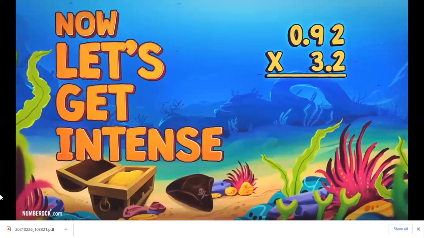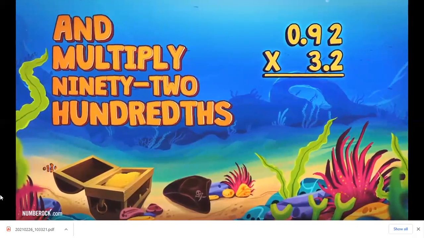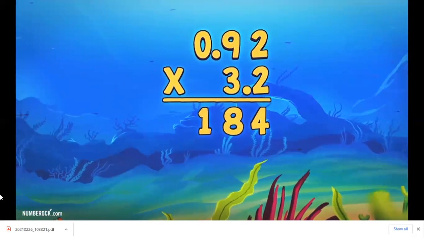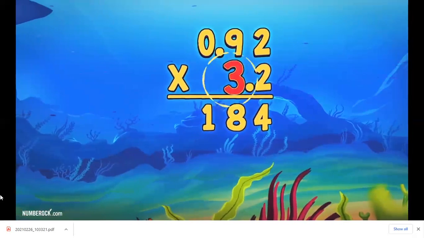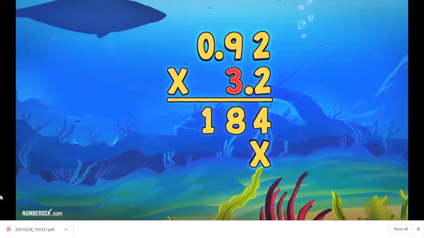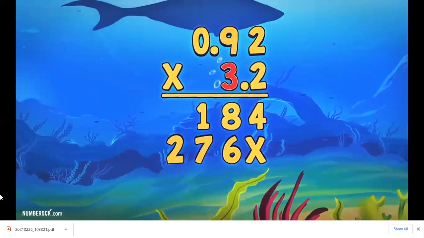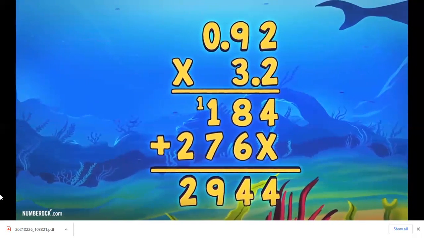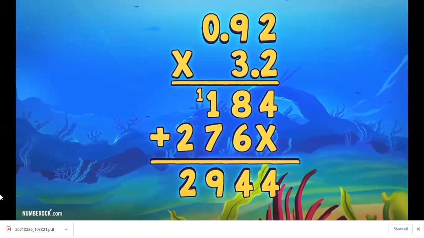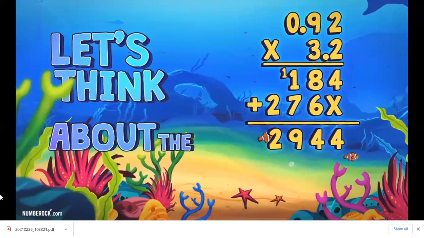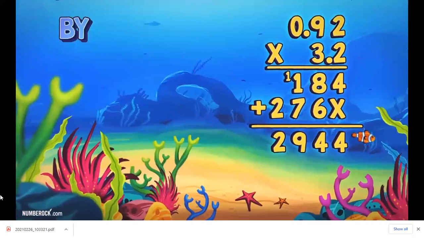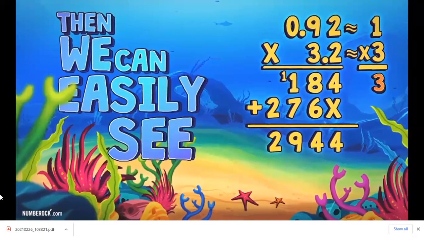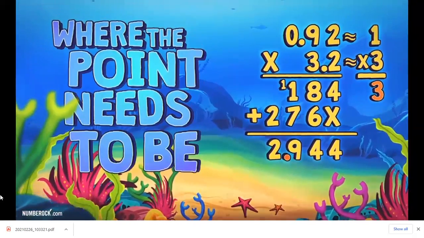Now let's get intense and multiply 92 hundredths by 3 and 2 tenths. Multiply the 2, get 4 and 18. And the next place value is a 3. Write an X to hold the place, and then we get a 6 and a 27. Add it up to get 4, 4, a 9 and a 2, and there's one step more. Let's think about the reasonableness of our answer by rounding to a simpler number. Then we can easily see where the point needs to be.